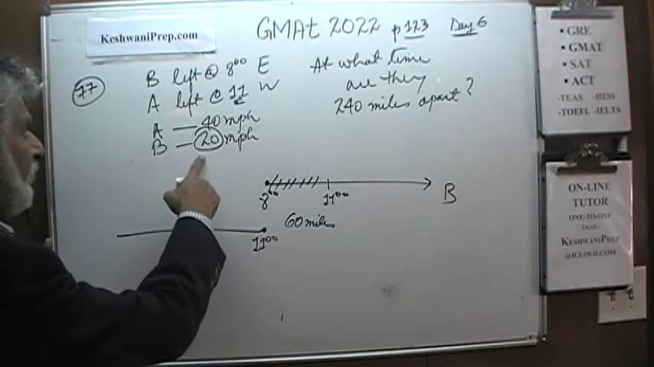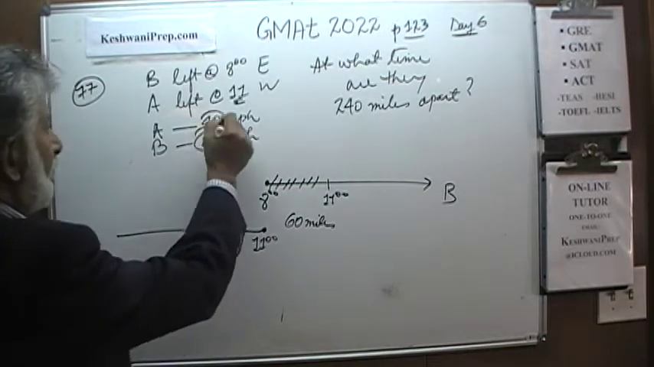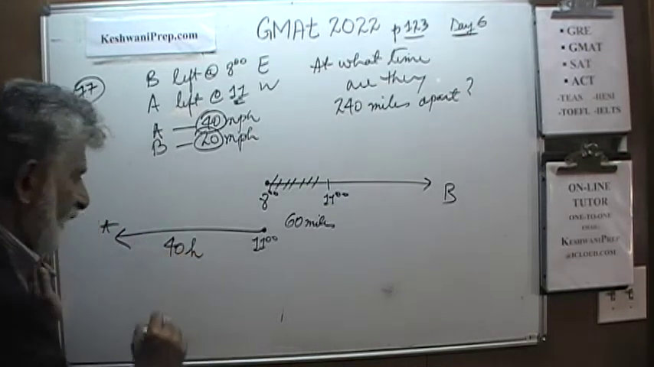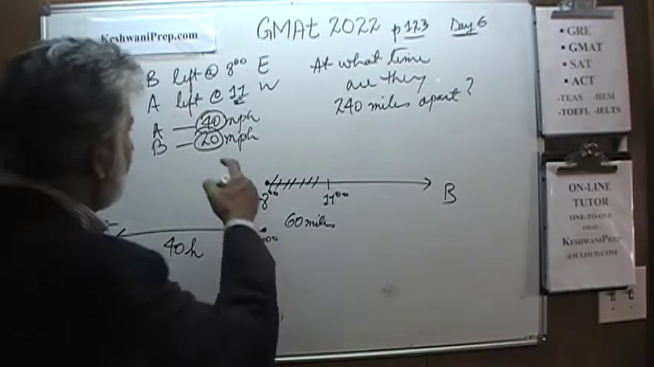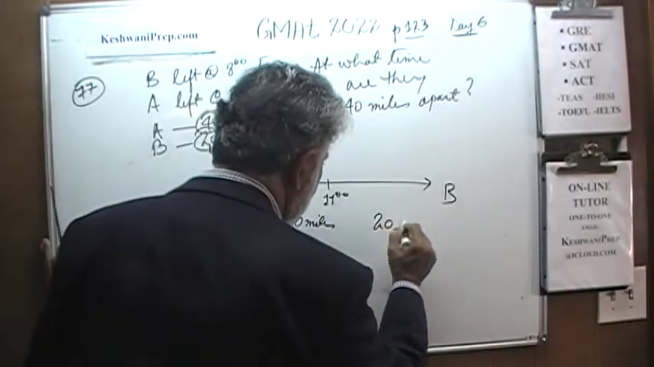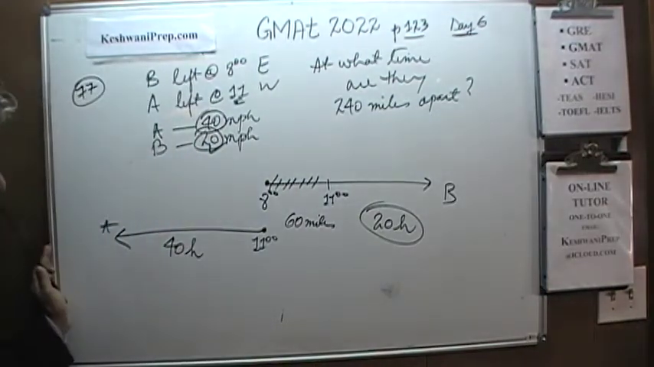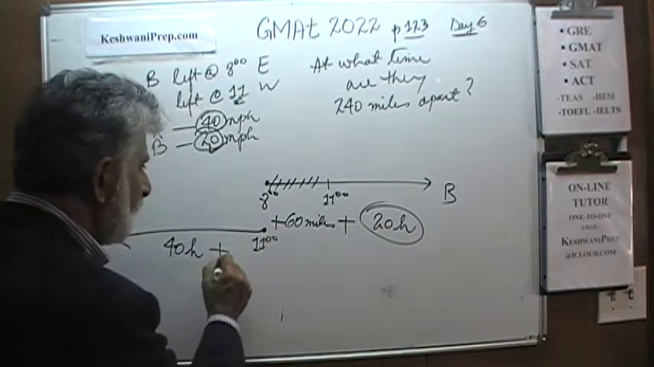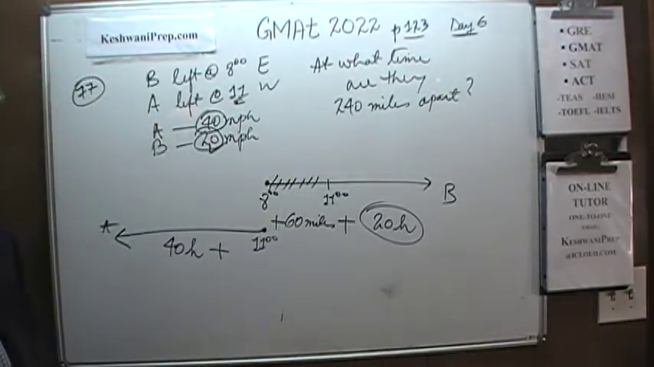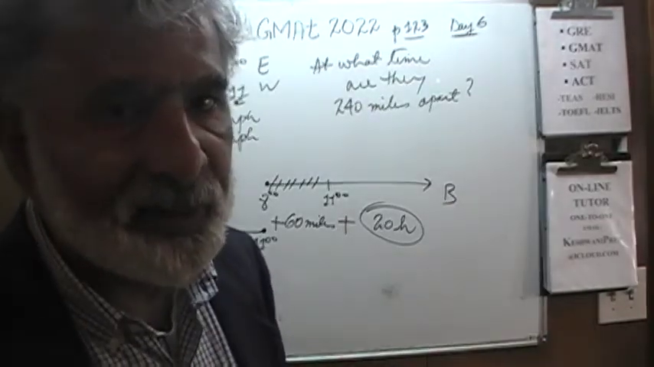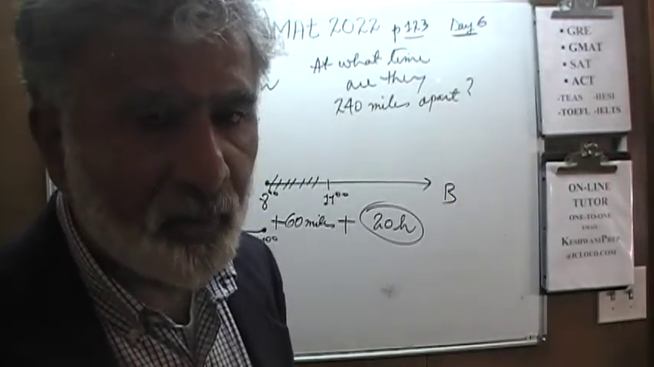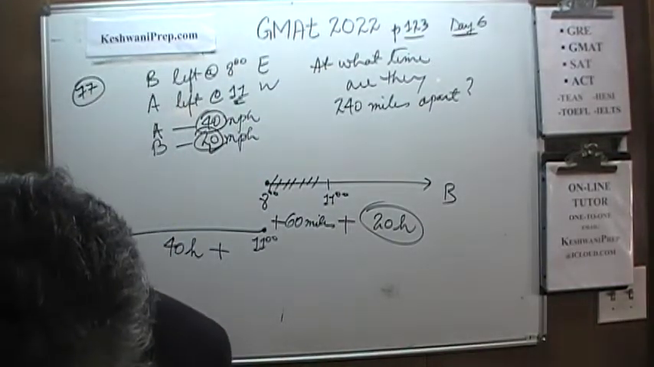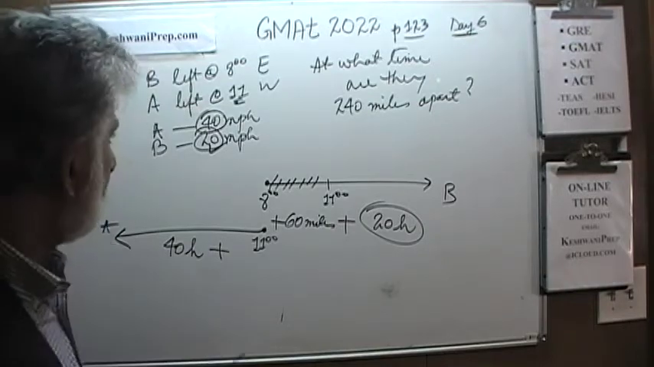At 11 o'clock, this guy's story begins, and he's going at 40 miles per hour. He's going to go 40 times the number of hours, h, let's call it. And this guy is going 20 miles an hour, so he's going to go 20 times h in h hours. All we have to do is add up 40h plus 60 plus 20h, that has to equal 240. And we'll know how many hours will have to pass before they're 240 miles apart, and then we give them the time. The question is, at what time are they going to be 240 miles apart? We'll find out.